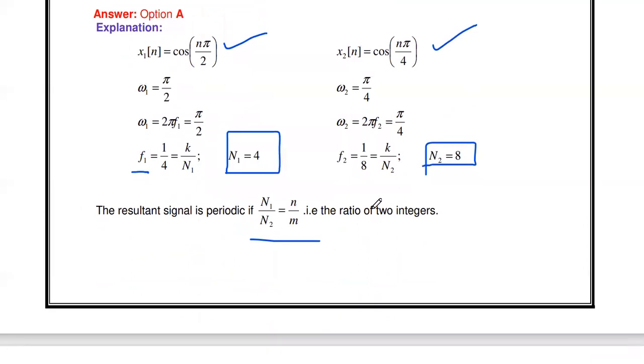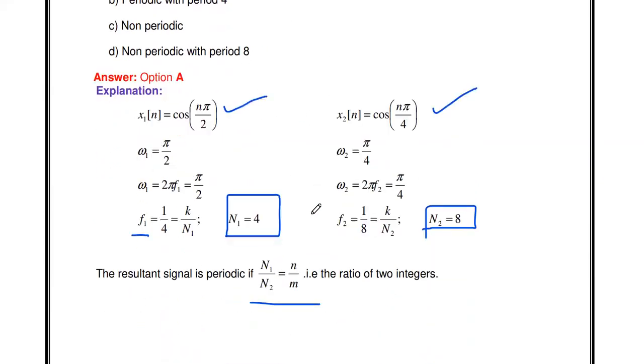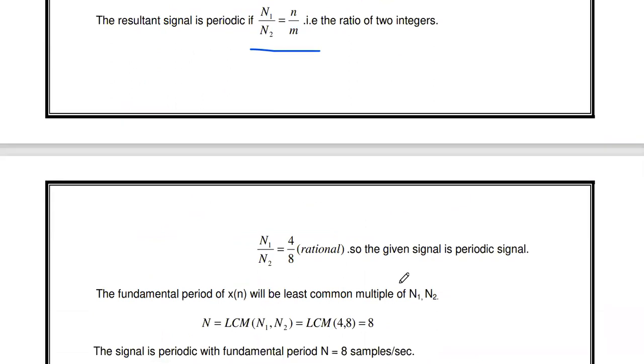Then the next step is we have to find the ratio n1 by n2. So n1 is 4, n2 is 8. So this ratio n1 by n2 can be written as a ratio of two integers. Yes, 4 is an integer, 8 is an integer. It means the given signal is periodic. Now we have to find the period. It's a rational number, so the given signal is periodic.